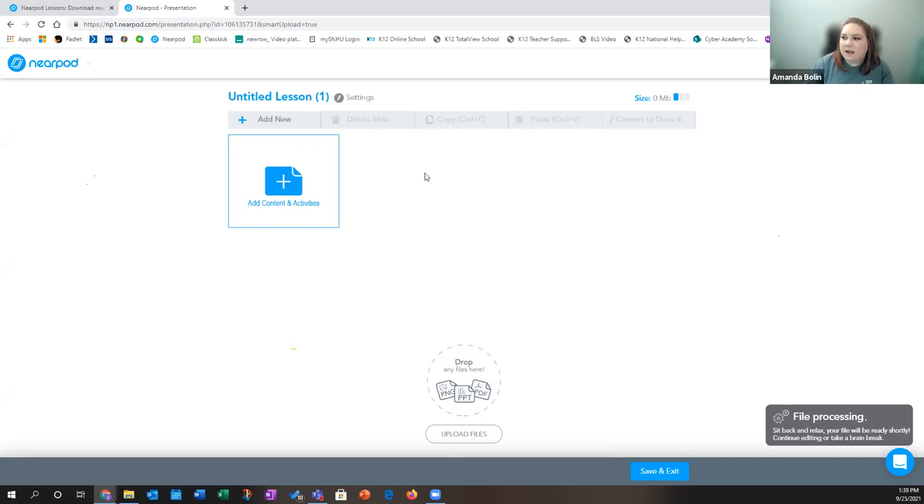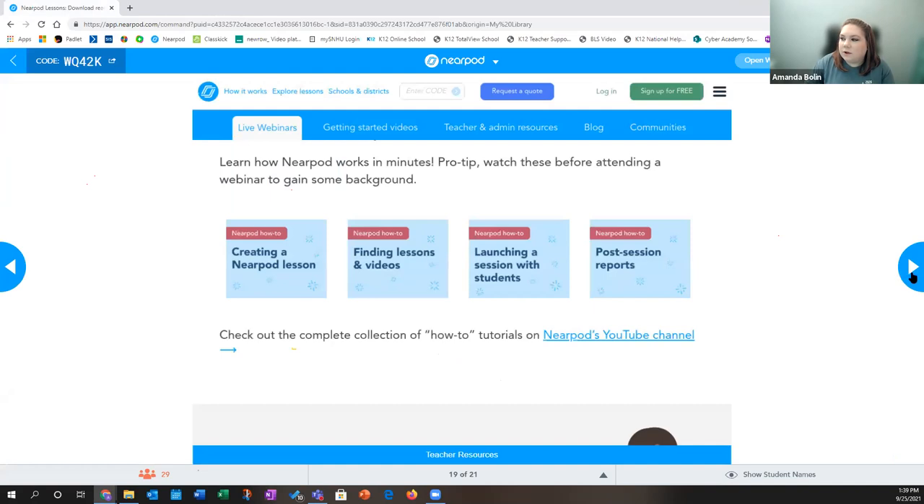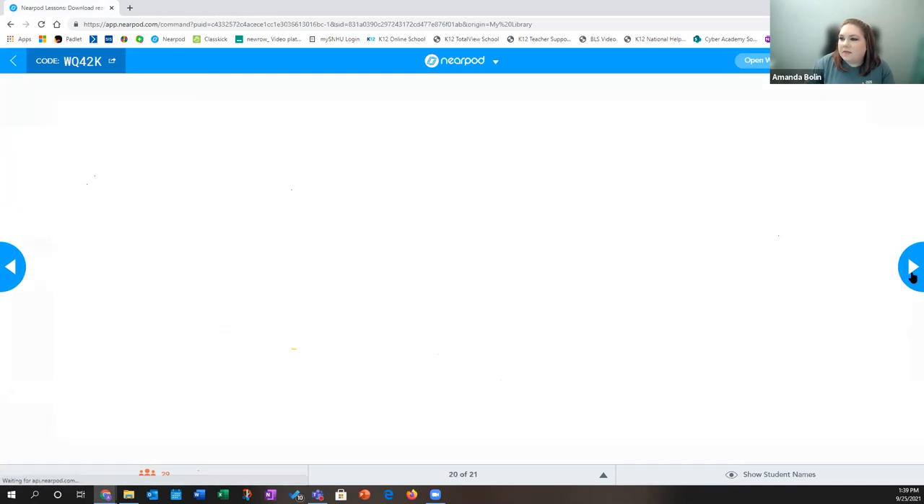I know mine's taken a while, but it will upload here. And then you can save and exit and add all the different activities here. The last activity that I wanted to show you all is, at the very end, a lot of times we like to do those exit tickets and see what all they have learned throughout the day for us teaching them.